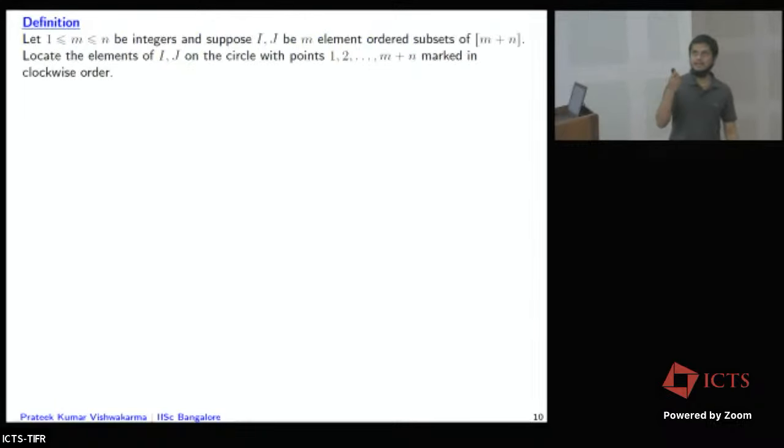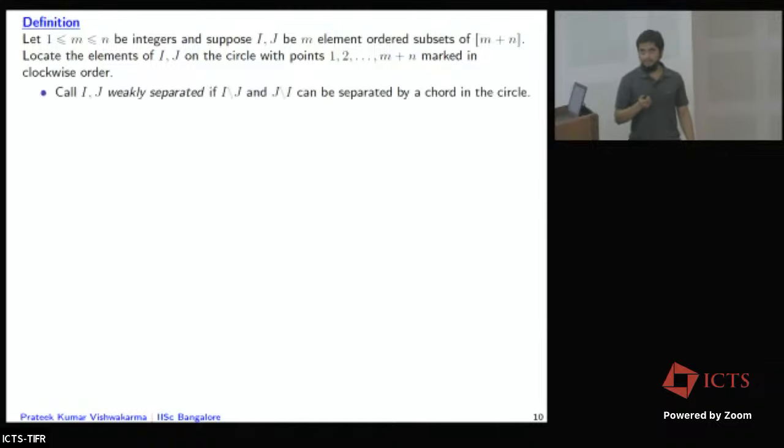Suppose m and n are integers, and suppose I and J are m element ordered subsets of m plus n. Now we locate the elements of I and J on the circle with points 1 to m plus n in the clockwise order. So we make the circle, and we identify the points of I and J on that circle. Now if we can separate the elements of I minus J and J minus I via a chord in that circle, then we call I and J weakly separated, otherwise they are not weakly separated.